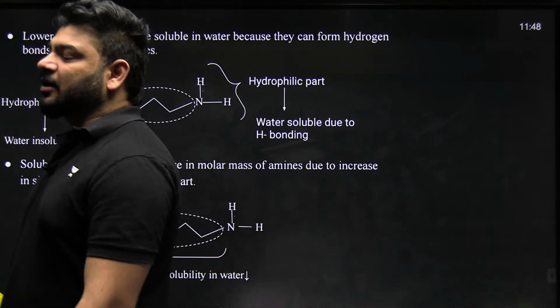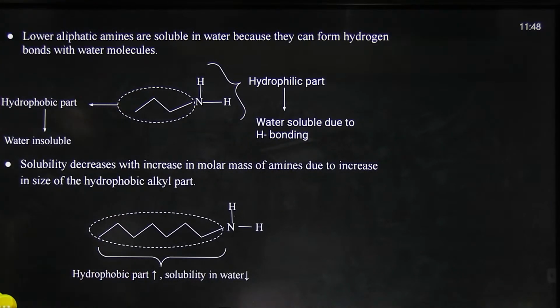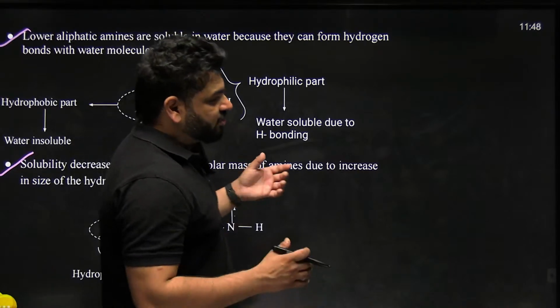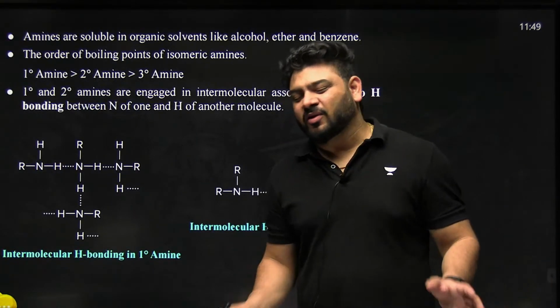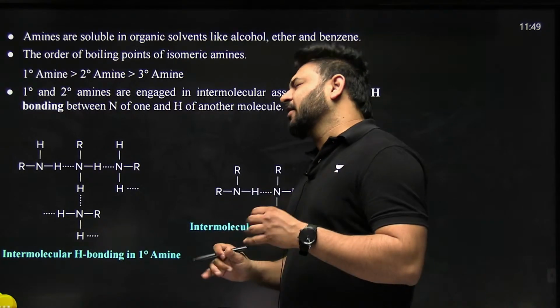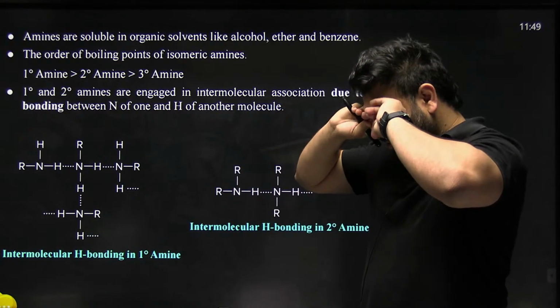The lower aliphatic amines are soluble in water because they can form hydrogen bonds with water. But solubility decreases as the molar mass increases, because the hydrophobic part, which doesn't dissolve in water, becomes larger. Similar things we have already studied, so I'm going a bit faster. We have examinations very soon, so I won't waste too much of your time.